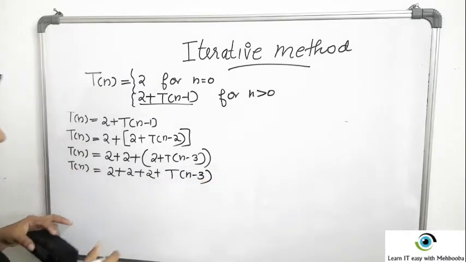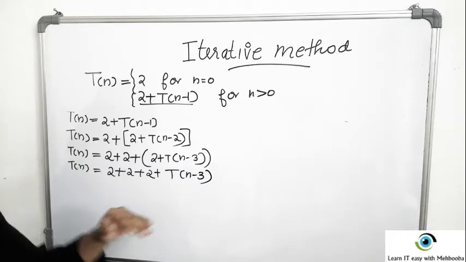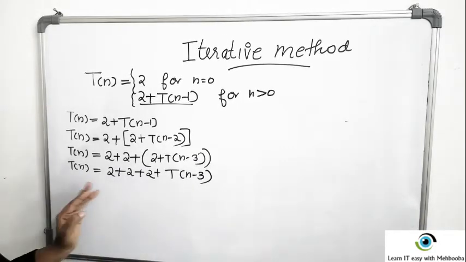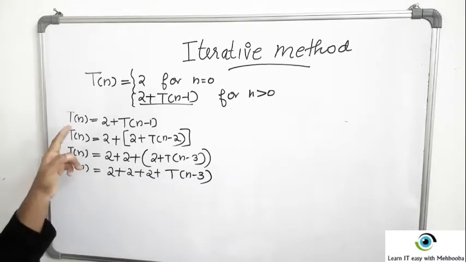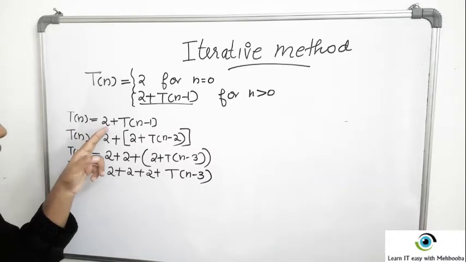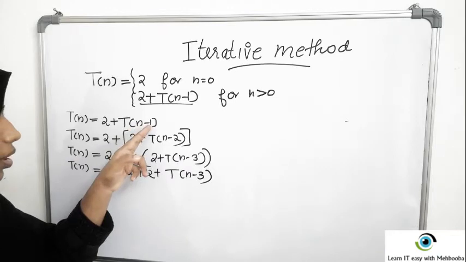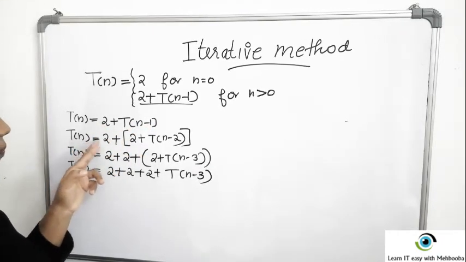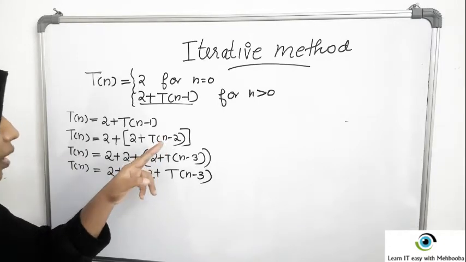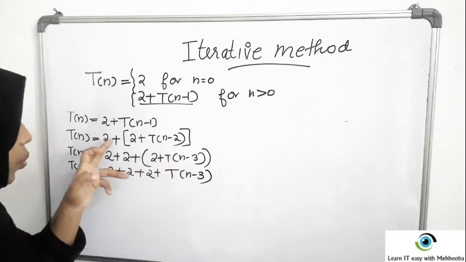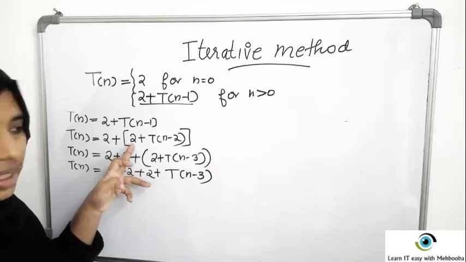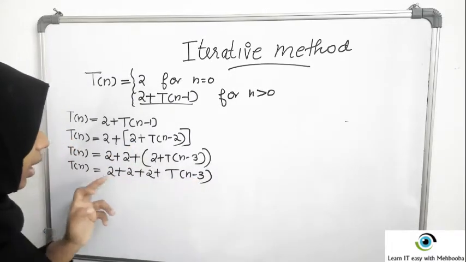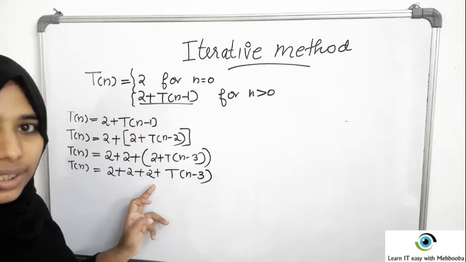You can continue doing this till you get a pattern, but we seem to get the pattern at this moment. When it is T(n), it is 2 + T(n-1). This is 1 and one number of 2's here, isn't it? When it is T(n-2) here, it is 2 and 2 number of 2's here, isn't it? When it is T(n-3) here, it is 3 and 3 number of 2's, isn't it?